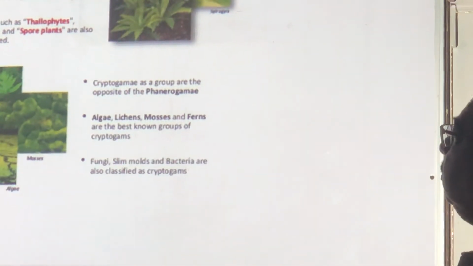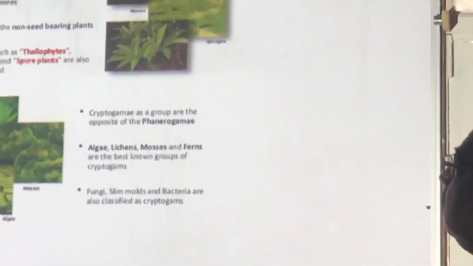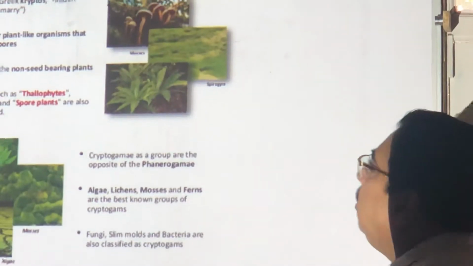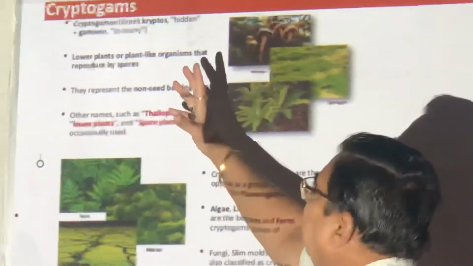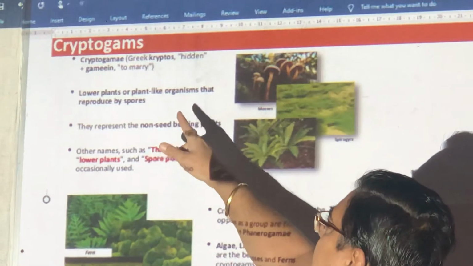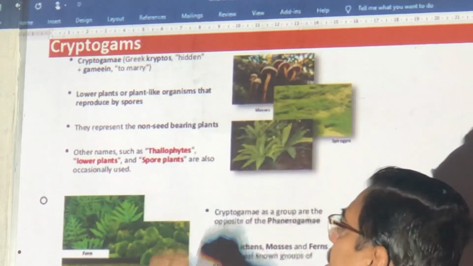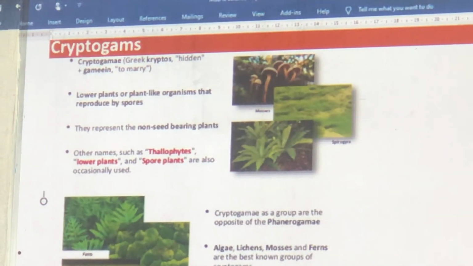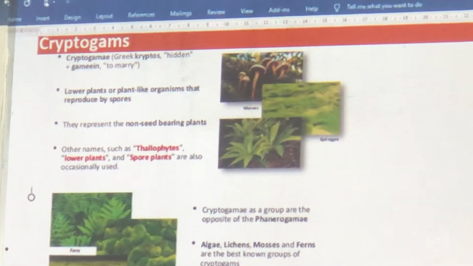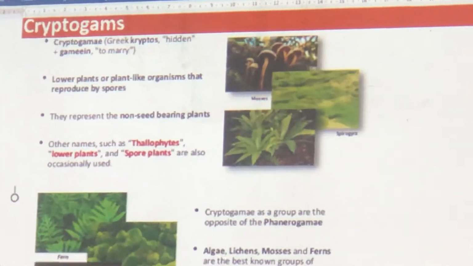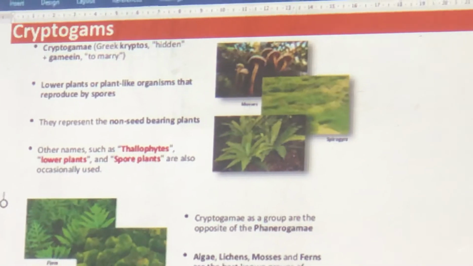Cryptograms first. Crypt, cave, hidden, gamete, to marry. Okay, the reproductive organs are hidden. Lower plants reproduce by spores. They do not bear seeds. They are also called thallophytes.